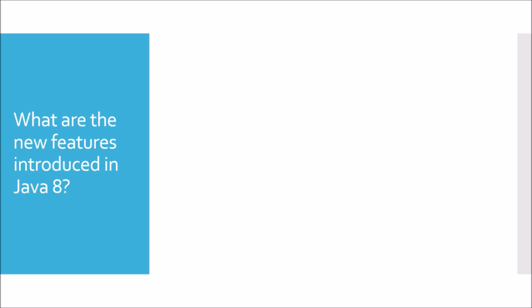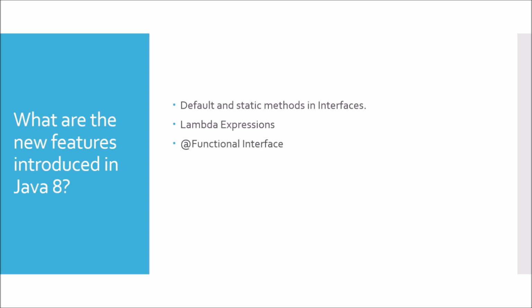What are the new features introduced in Java 8? In Java 8, we have default and static methods in interfaces. We have lambda expressions. The @FunctionalInterface annotation is introduced in Java 8. The forEach method is introduced for the collections API. Stream API is introduced. LocalDate, LocalTime, LocalDateTime and other classes belonging to the date time API are introduced. Moving to next question.